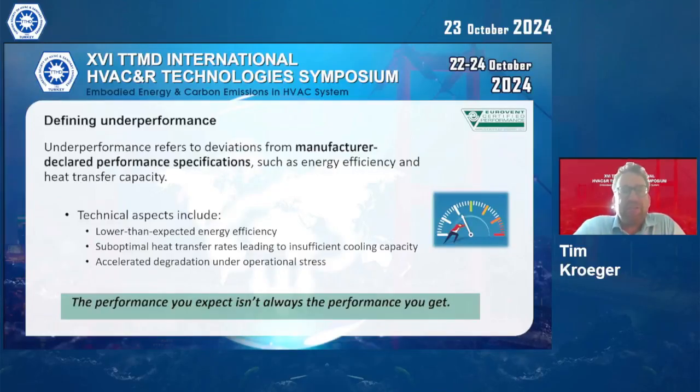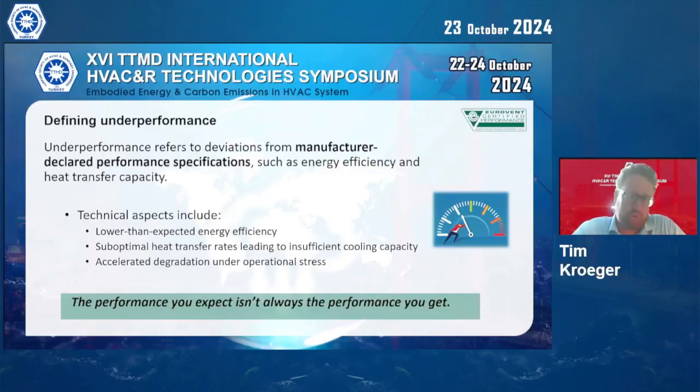So when we have a negative deviation of actual compared to declared performance, the impacts include a lower than expected energy efficiency with an impact on CO2 footprint. And for heat exchangers in particular, and I have a little case study later on, it means a suboptimal heat transfer. And in the worst case scenario, insufficient cooling capacity as compared to specifications by the planner.